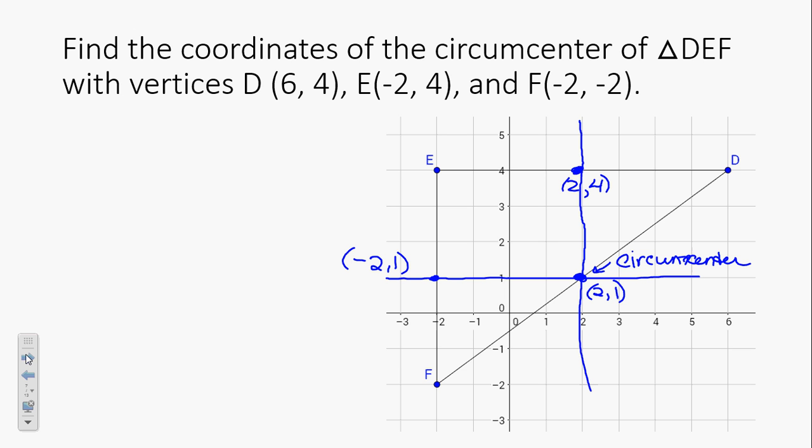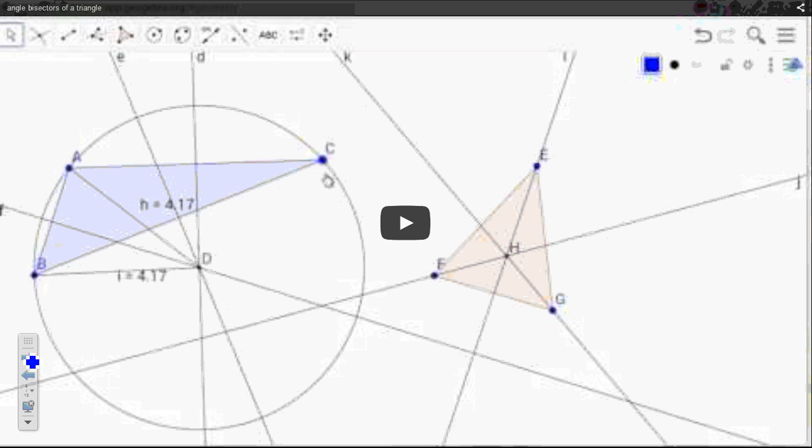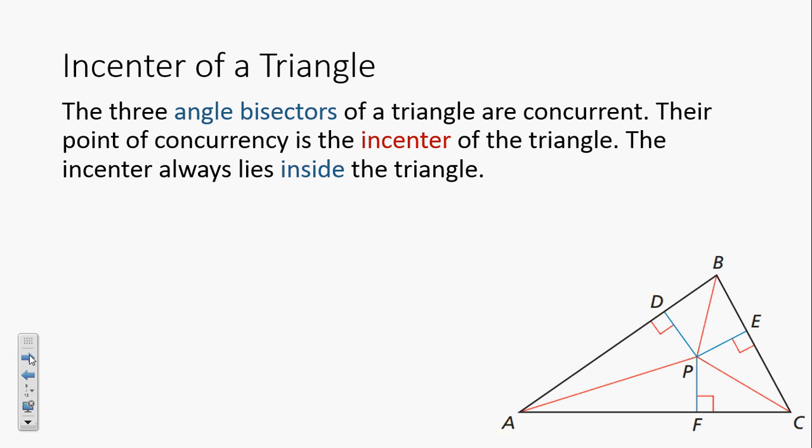All right, let's talk about our other side. The point of concurrency for perpendicular bisectors was the circumcenter. Sometimes it's inside the triangle, sometimes it's outside the triangle, sometimes it's on the triangle. We also did an activity yesterday that dealt with the angle bisectors. The 3 angle bisectors of a triangle are also concurrent, and their point of concurrency is called the incenter.